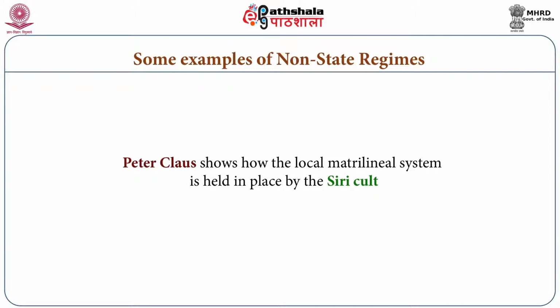Peter Klaus shows how the local matrilineal system is held in place by the city cult. Now, the matrilineal system is not adopted into state law, and yet the city cult maintains that matrilineal system, and the consequences of that must be that, for example, rights of inheritance, rights of property, which are identified by the state as being contractually based, no longer patrilineal, of course, are nevertheless resisted by the members of this community, and an alternative matrilineal designation is enforced.